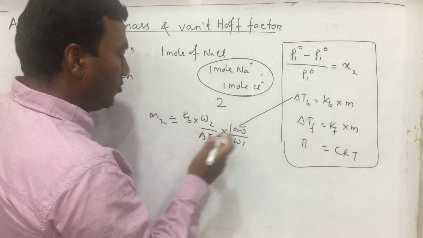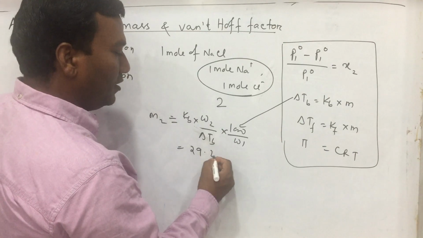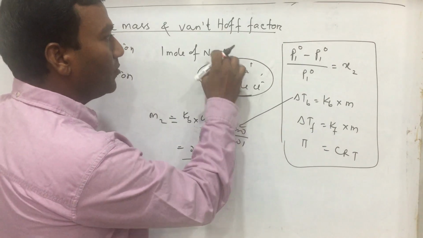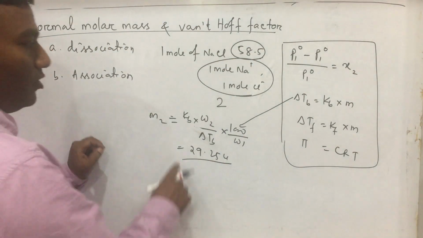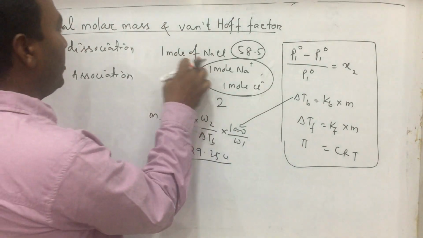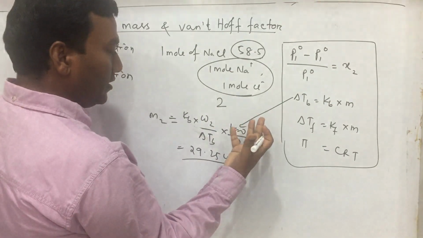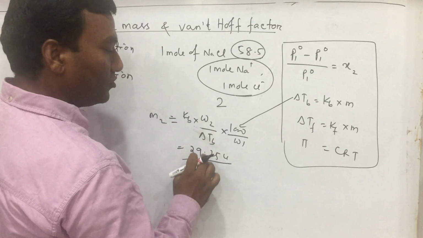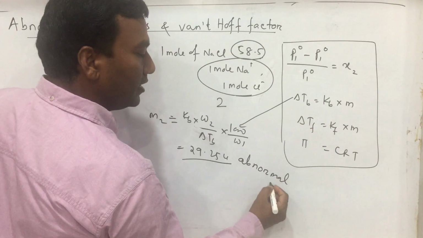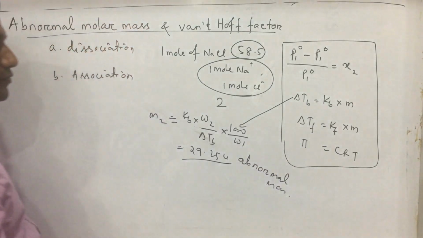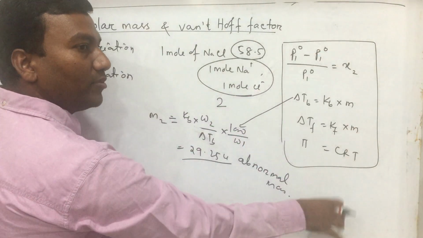If delta Tb becomes twice, then in this formula M2 will come out as 29.25 U. But we know the molar mass of sodium chloride is 58.5 U. So when sodium chloride is dissolved in water, it dissociates into 2 ions, the colligative property becomes twice, and thus the molar mass reduces to half. This is called abnormal molar mass. Got the idea? This is the meaning of dissociation. That's why I told you this formula will come out wrong.